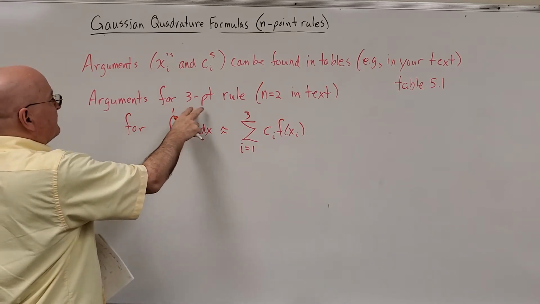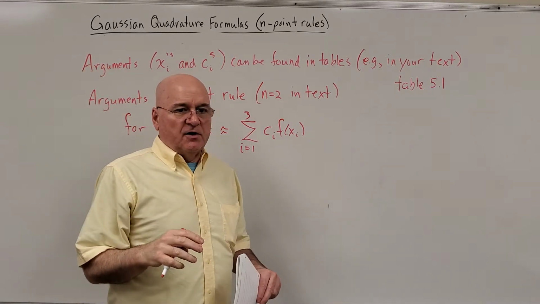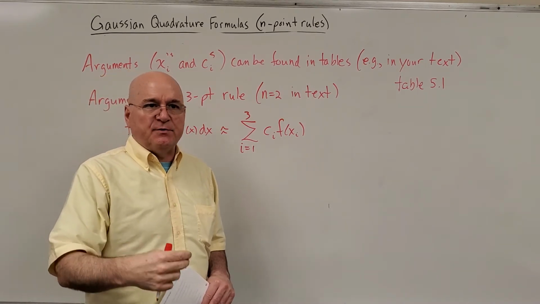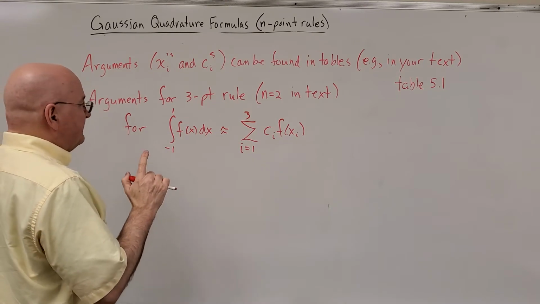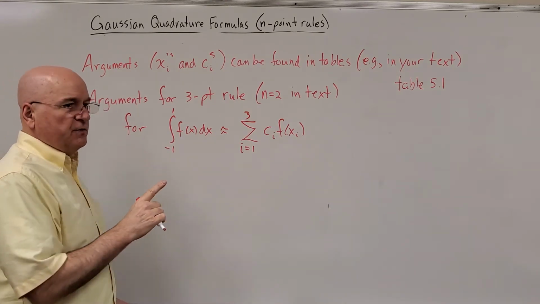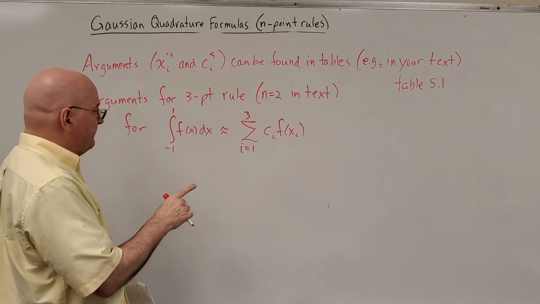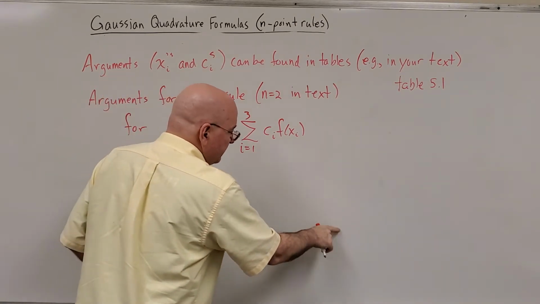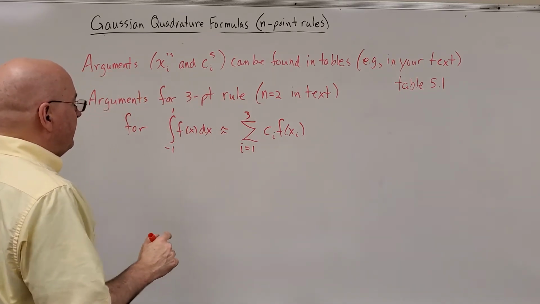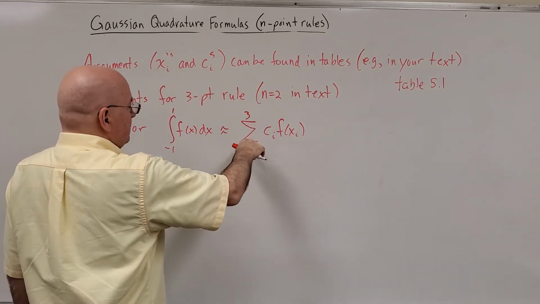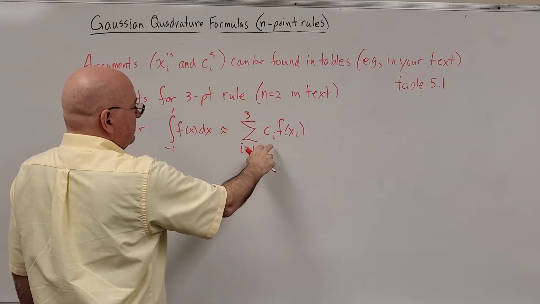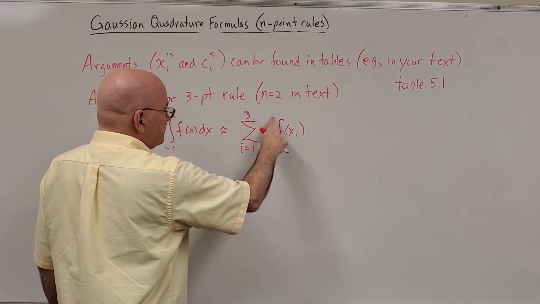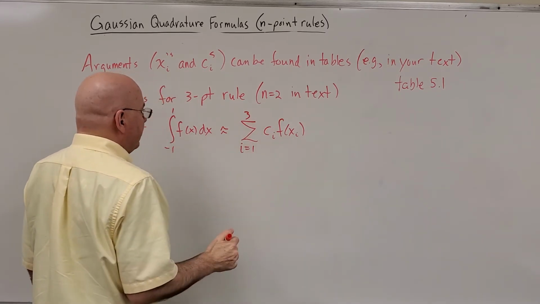So the arguments for the 3-point rule would mean there are 6 unknowns. There are 3 ci's, C1, C2, C3, and X1, X2, X3. And the table specifically shows integrals with the limits of integration from -1 to 1. And I'll make a comment about that again later. But we're summing through 3 things. Each one of them has 2 unknowns.